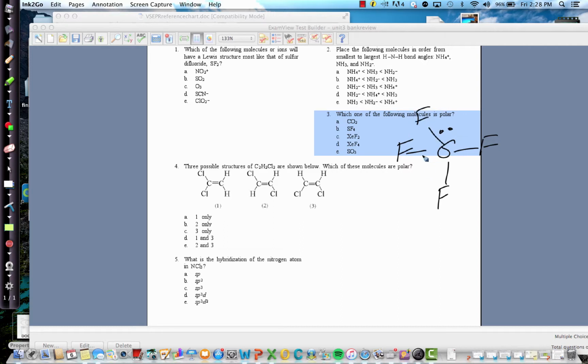So this shape is polar. All right, so now let's look at number 4. Number 4 was also on the board. All right, so this is a trickier molecule because of the way that the atoms are arranged and the fact that there's a double bond here. It changes the dipoles. So these are all isomers.